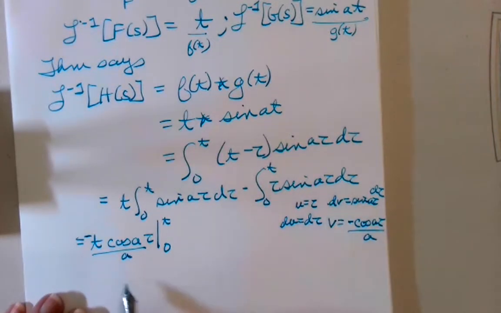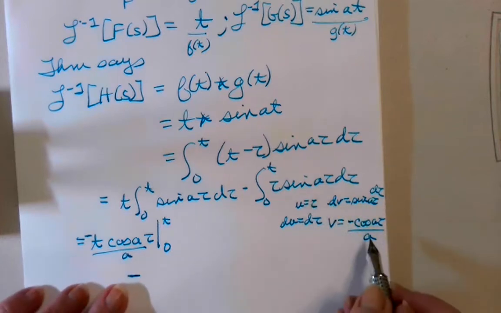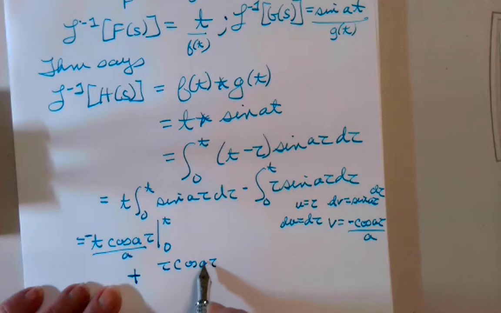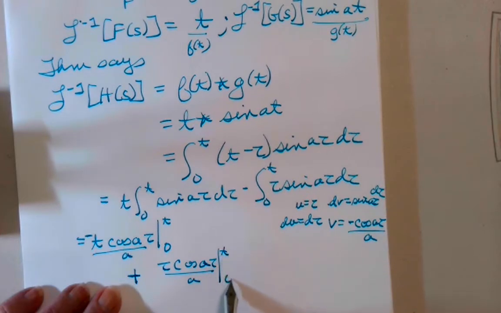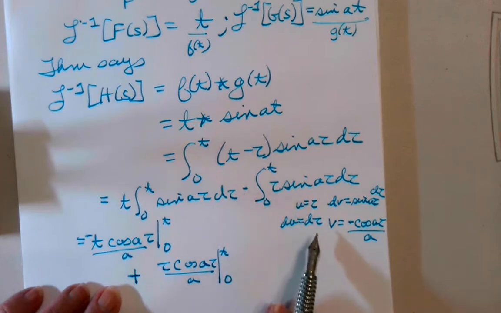When we do the integration by parts and there's a minus sign out in front of it, it's u times v. So we've got to be careful with that minus sign. So that'll be a plus tau cosine a tau over a evaluated from t to 0. And then you have a minus and a minus, so that'll be a plus the integral of v du.